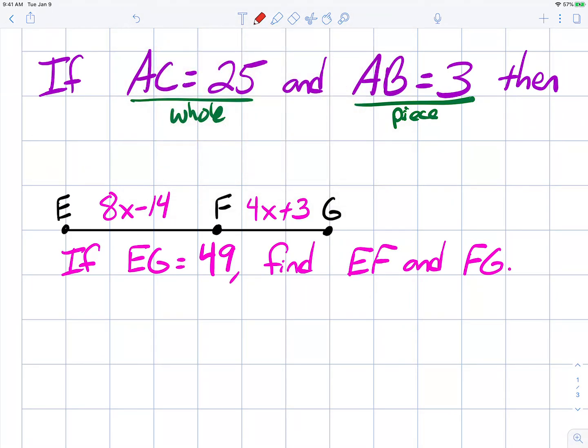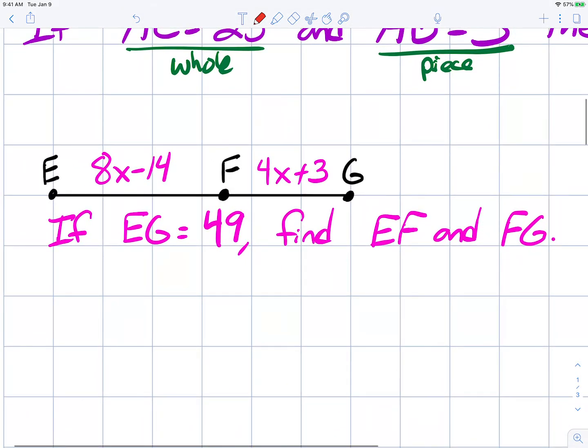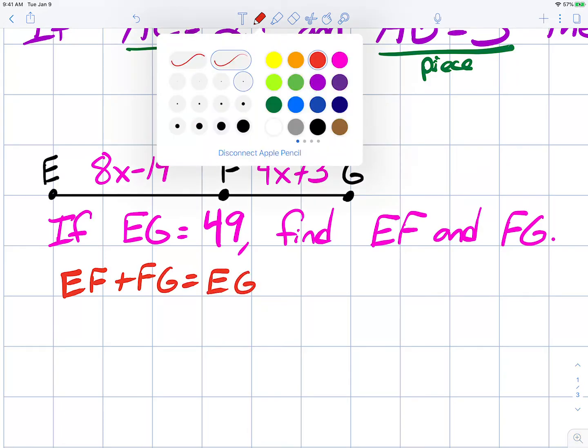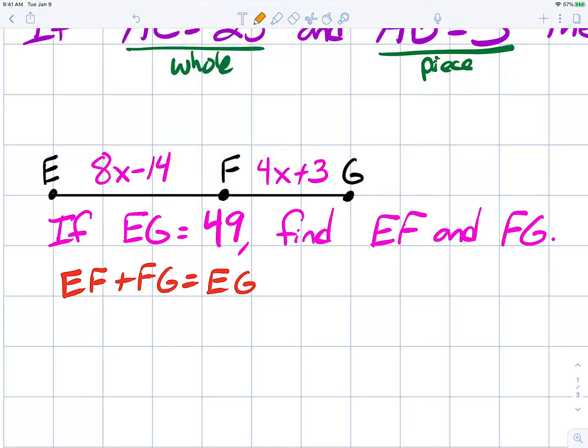The first thing it's actually going to ask you is to use variables to write the segment addition postulate, and this would be that EF plus FG is going to equal EG. So if you add the two pieces together, it's going to equal the entire whole piece. So if I take that formula and substitute what I know, I can get my equation. So EF is 8x minus 14, FG is 4x plus 3, so that's adding my two pieces, and it equals the whole thing, which is 49.